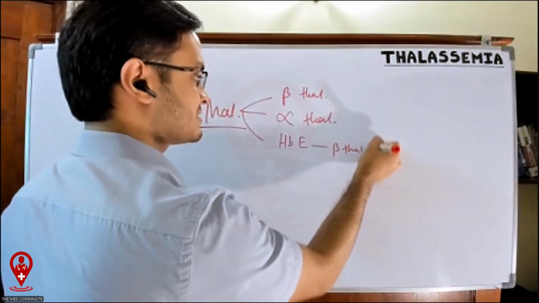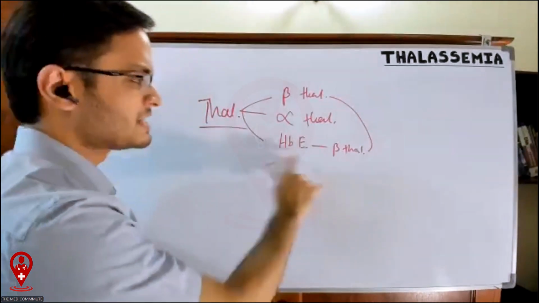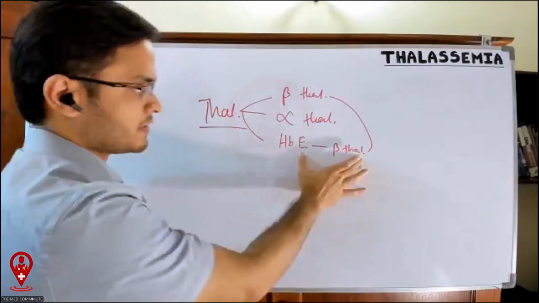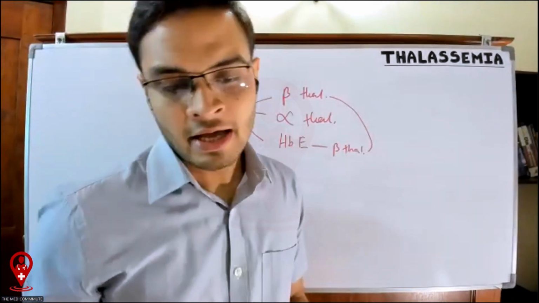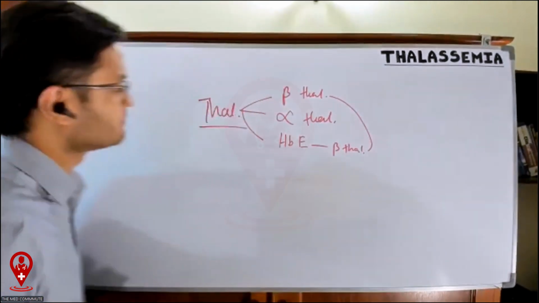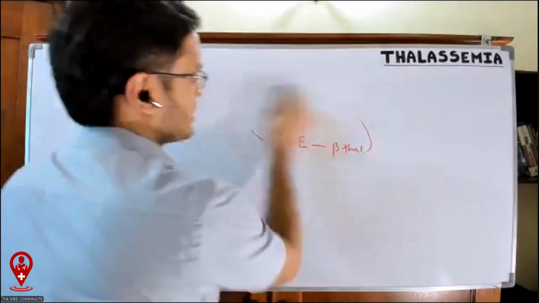This is a subtype of beta thalassemia. In some books you might see it called HbE beta, or thalassemia E beta. We'll talk about this also. Okay. Then, the next thing. Let's start off with beta thalassemia, right? Look at this, guys.